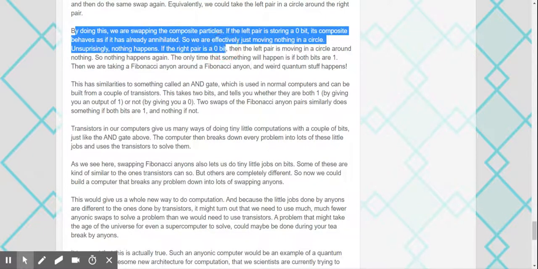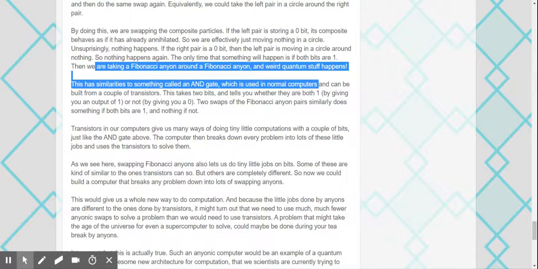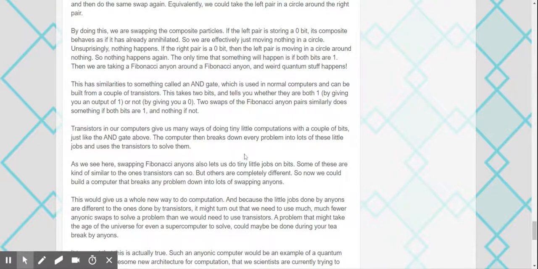If the right pair is 0, then the left pair is moving around nothing, so nothing happens. The only time that something will happen is if both bits are 1. Then we're taking a Fibonacci anyon around a Fibonacci anyon, and weird quantum stuff happens. This is similar to something called the AND gate, which is used in normal computers and can be built from a couple of transistors.